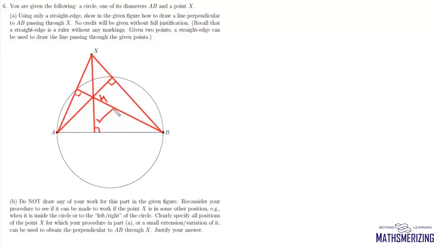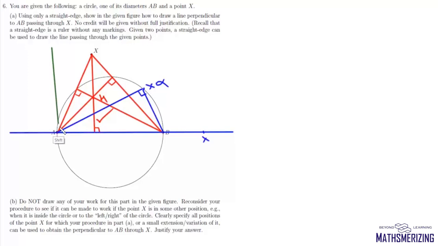Now part B is, do not draw any of your work for this part. Reconsider your procedure to see if it can be made to work if the point X is in some other position. The first case is if X lies on the line AB. If X lies on AB, we cannot draw a perpendicular from X to AB. The second case is when X lies on the circle. If X lies on the circle, then triangle ABX will have a 90 degree angle at X, and since we do not have any other altitudes, we cannot find the perpendicular from X to AB. So in this case, our first method is not going to work.